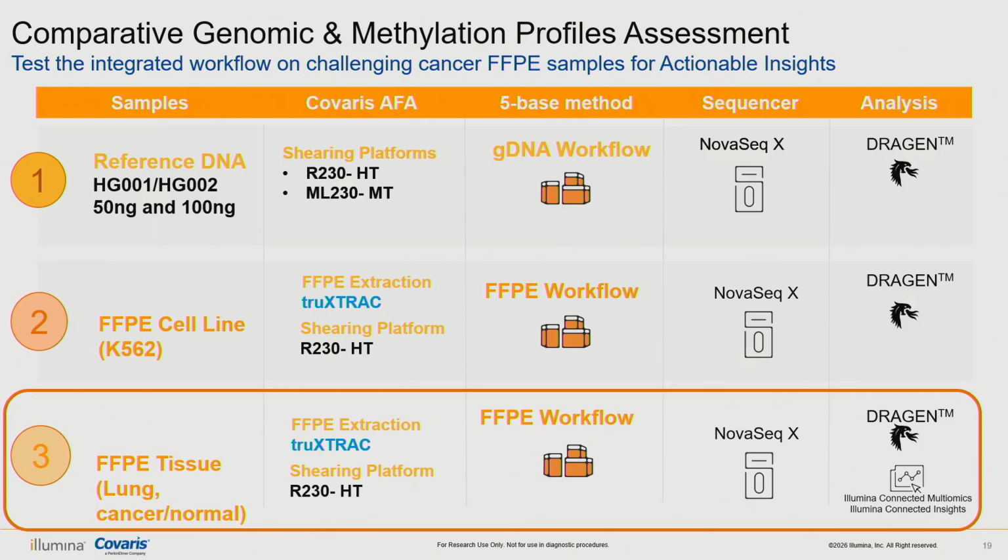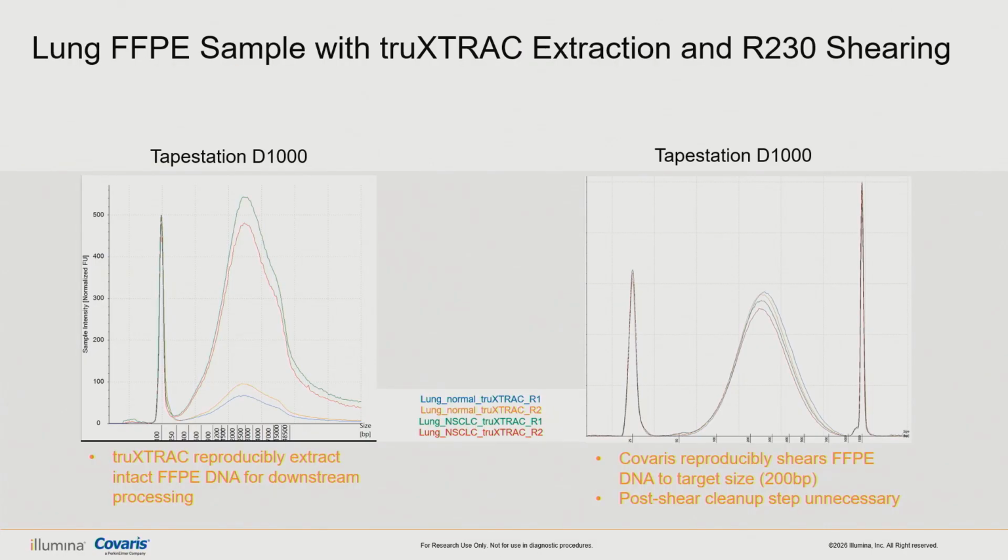So from this we took it to also, of course, look at real patient samples. So the last step then, we took lung cancer and compared to lung normal tissue. And we extracted this with TrueExtract and ran it through our R230 platform for both the extraction and the DNA shearing and library preparation.